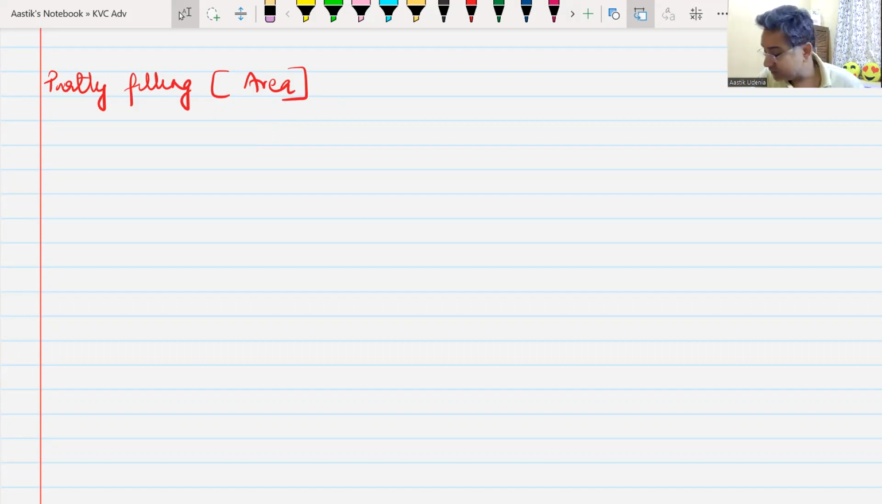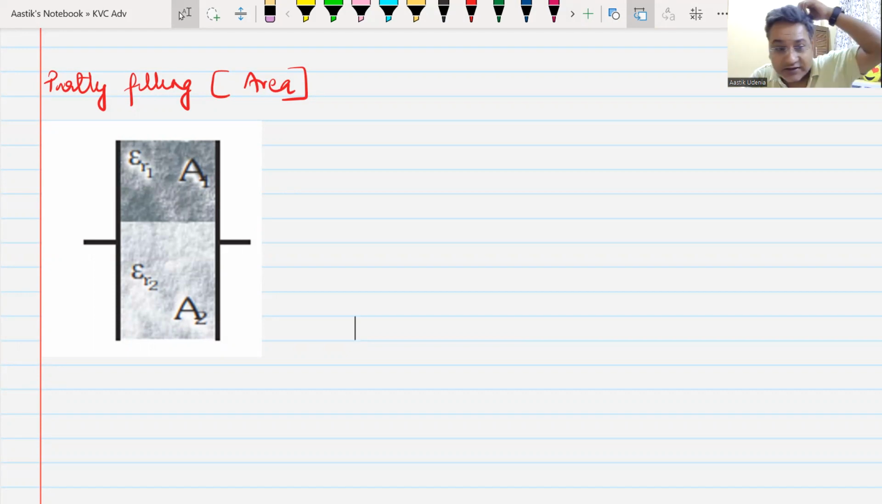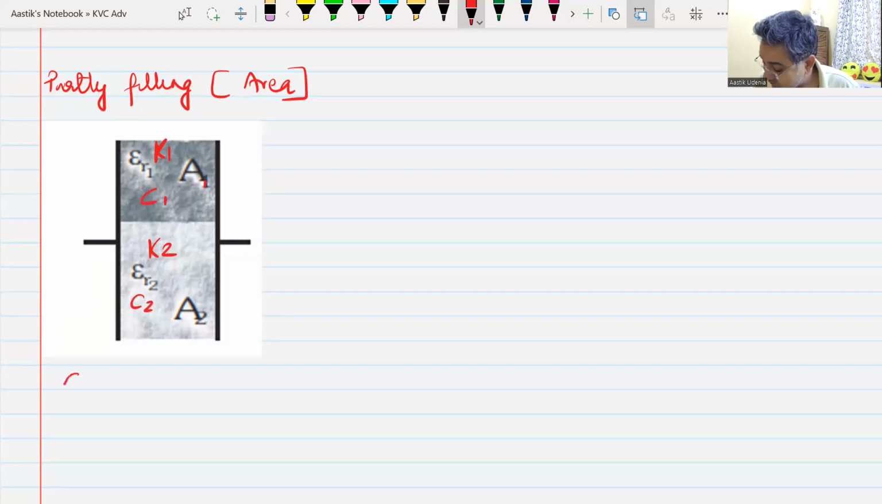Partly filling area wise, you can take the example of this one. This is partly filling area wise. Dielectric constant of this one is K1 and area is A1. Dielectric constant of this is K2 and area is A2. Do we understand this? Now you can take the capacitance of this as C1 and the capacitance of this as C2. C1 will be in parallel with C2. Do we understand this?